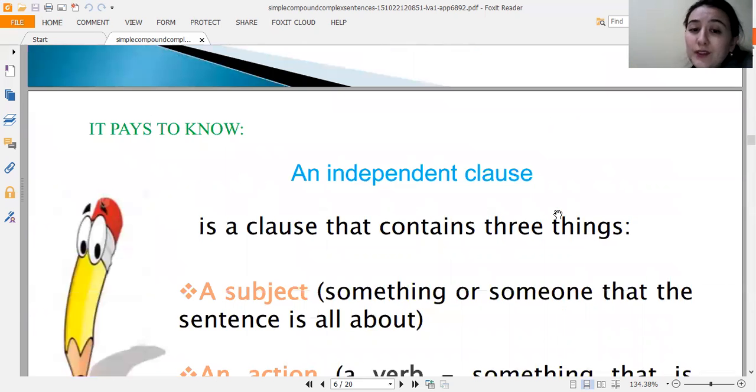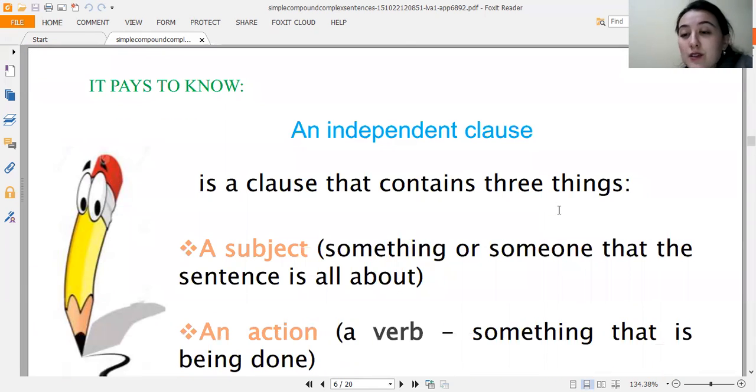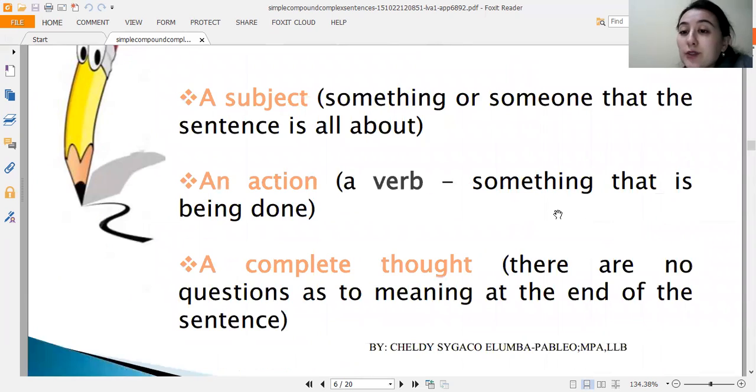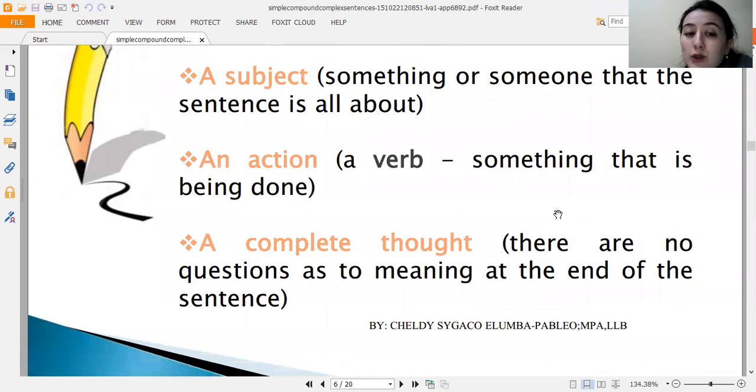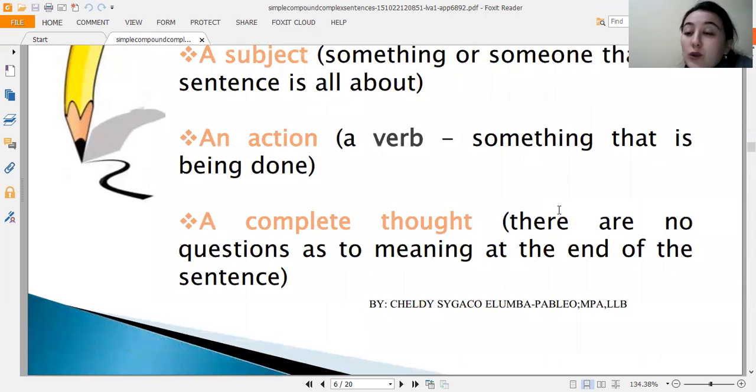So, an independent clause is a clause that contains three main things: a subject, something or someone that the sentence is about; an action, the verb that is being done; and a complete thought, where there are no questions as to meaning at the end of the sentence.